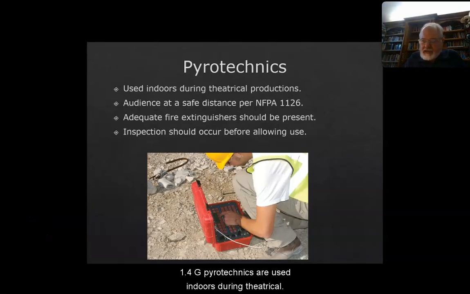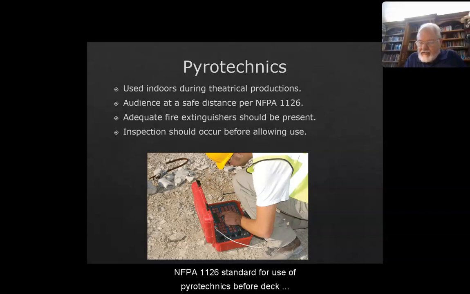1.4G pyrotechnics are used indoors during theatrical productions. NFPA 1126, Standard for Use of Pyrotechnics Before a Proximate Audience, regulates proximate pyrotechnics. Usually 1.4G explosives involve theatrical productions such as concerts, sporting events, and ice shows. Devices are small and are fired electronically on music cues.